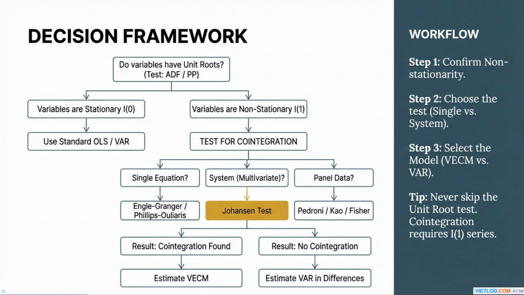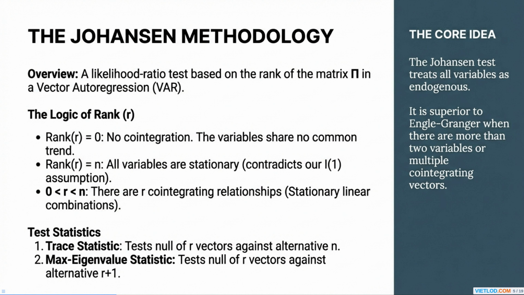If there is no cointegration, we must estimate a VAR in differences, meaning we difference the variables to achieve stationarity before modeling. The workflow steps on the right summarize this process. Step 1 is to confirm non-stationarity. Step 2 is to choose the appropriate test, whether single or system. Step 3 is to select the correct model, VECM or VAR. A critical tip to remember is to never skip the unit root test, as cointegration analysis fundamentally requires I(1) series for its validity.